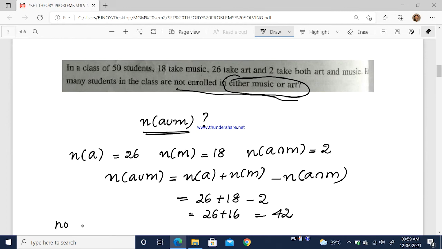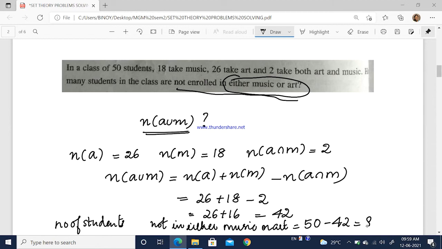Since we are asked to find the number of students not enrolled in either music or art, it can be calculated from the total number of students minus 42. So that is 8. So 8 students are the ones who are not included, who don't take music or art.